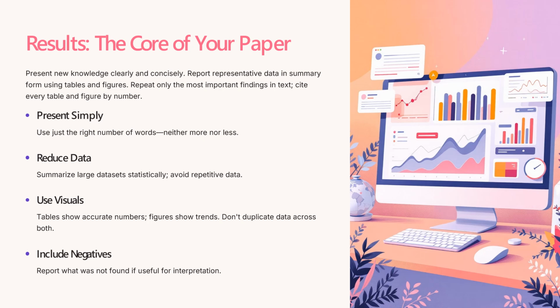It is usually easiest to follow the results if they are presented in the same order as the objectives are presented in the introduction. The results should be presented simply, data should be reduced, summarize only large data sets statistically, and avoid repetitive data. Visuals should be used, such as tables that show accurate numbers, and figures that show trends. The results section also should include negatives. Report what was not found if useful for interpretation.